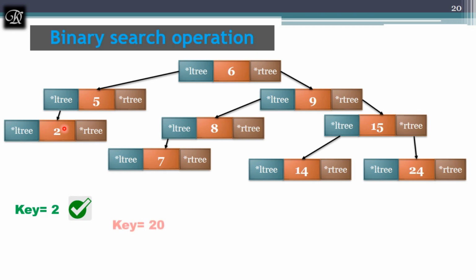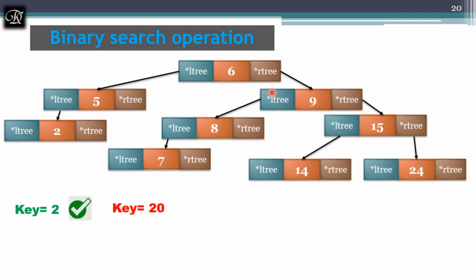Let's see an unsuccessful search. Now the key is different, 20. Let's compare 20 with 6. Check whether 6 and 20 are the same. No. Check whether 20 is greater than 6. Yes. Then I should target the right part of the tree. I should ignore the left part of the tree.